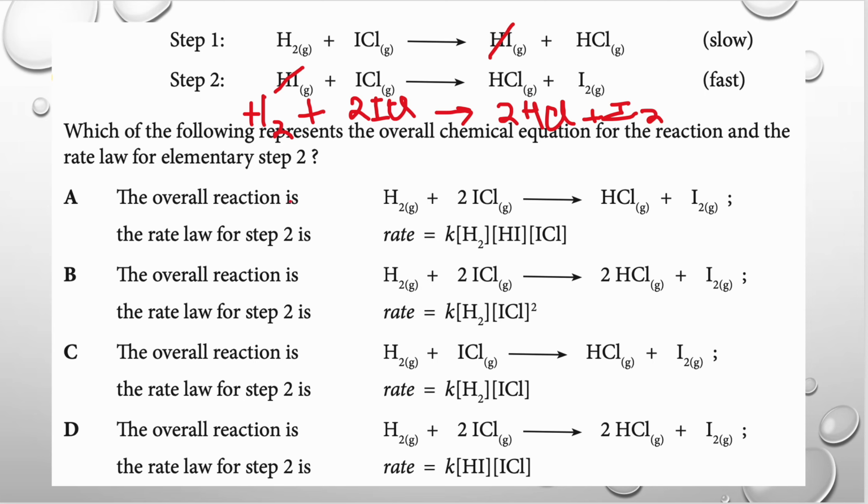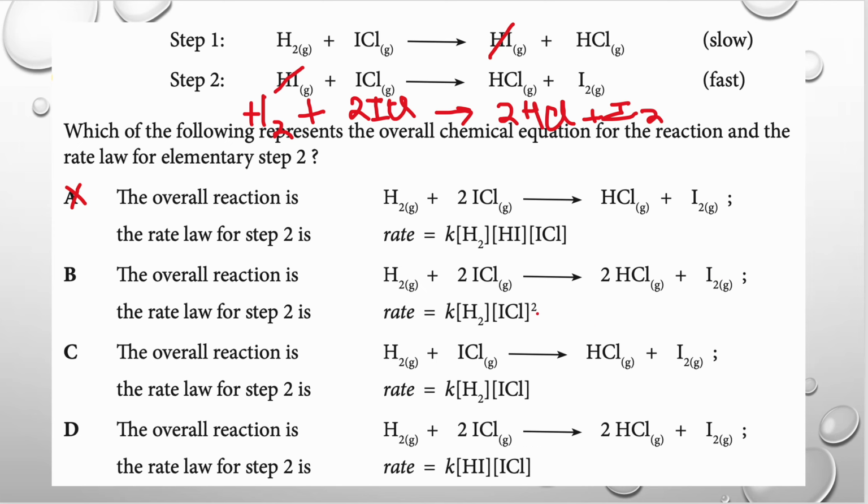Okay, so let's see which of these answers are giving us the right reactants, right products and the right coefficients. So I have, okay, this one is wrong because the HCl should be 2. So I know that this cannot be the answer. Let's look at option number B. So we have H2, we have 2 iodine chlorides, we have 2 HCl's, and we have iodine. All right, this looks promising.